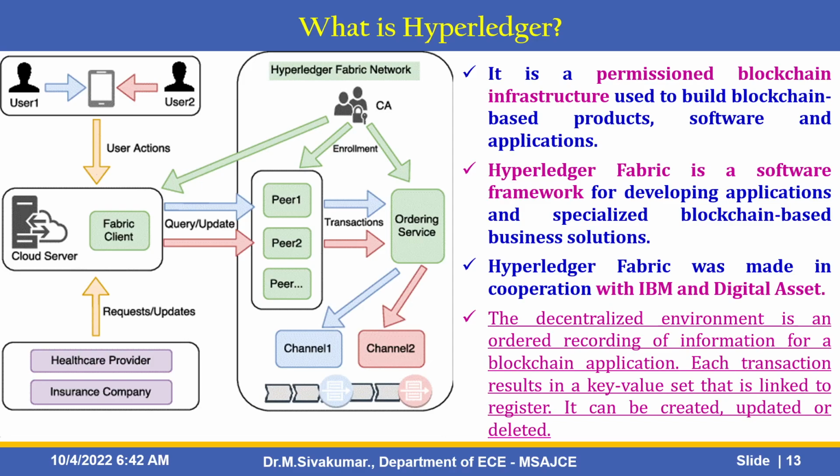What is Hyperledger? Used in IBM and digital asset. The decentralized environment is an ordered recording of information for a blockchain operation. Each transaction results in a key value set that is linked to a register. It can be created, updated or deleted.